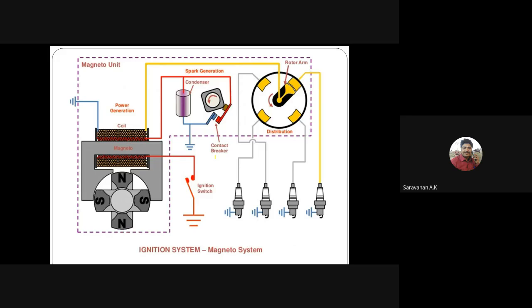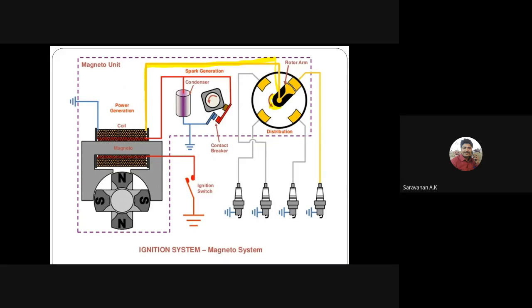The ignition coil is replaced by the magneto unit. We are replacing the magneto unit. So the remaining parts are all the same. See here, the distributor is there, right? The distributor is connected to the coil. The distributor energy, that is the secondary coil, right?